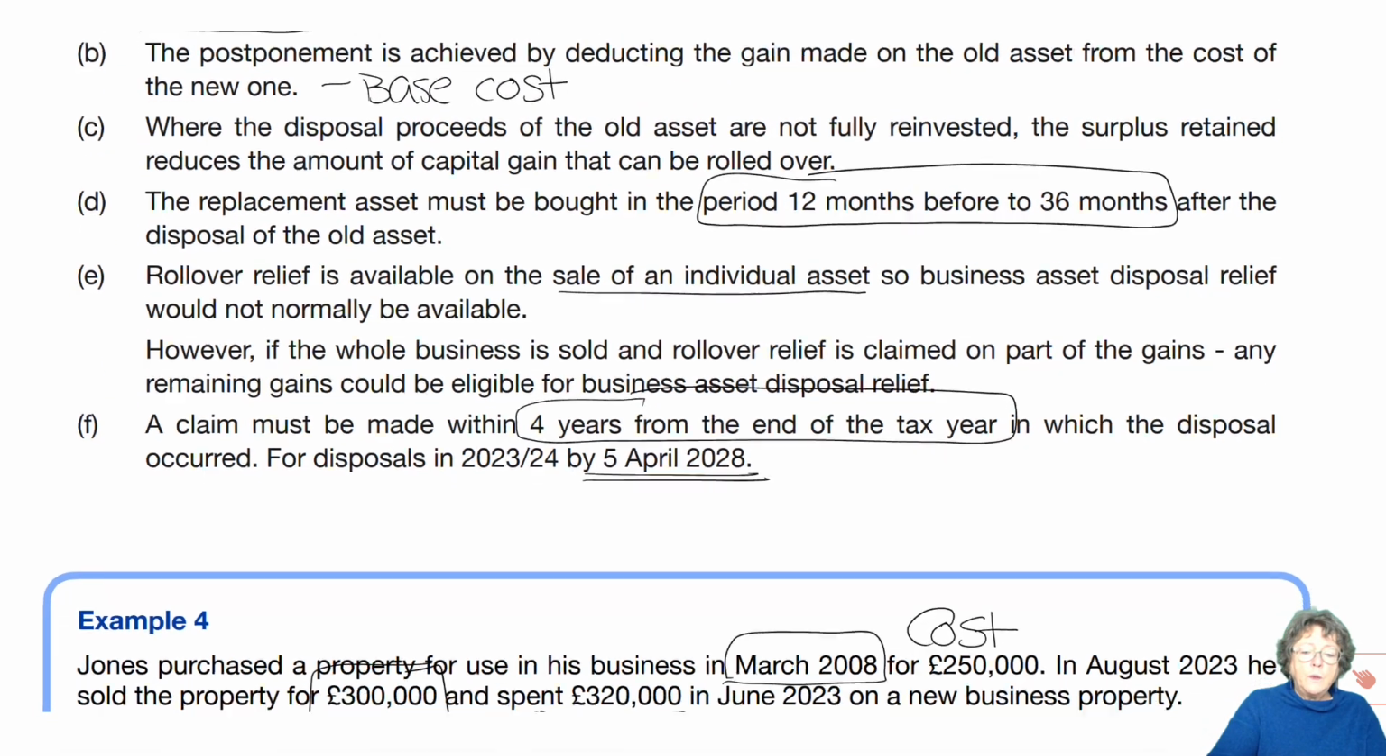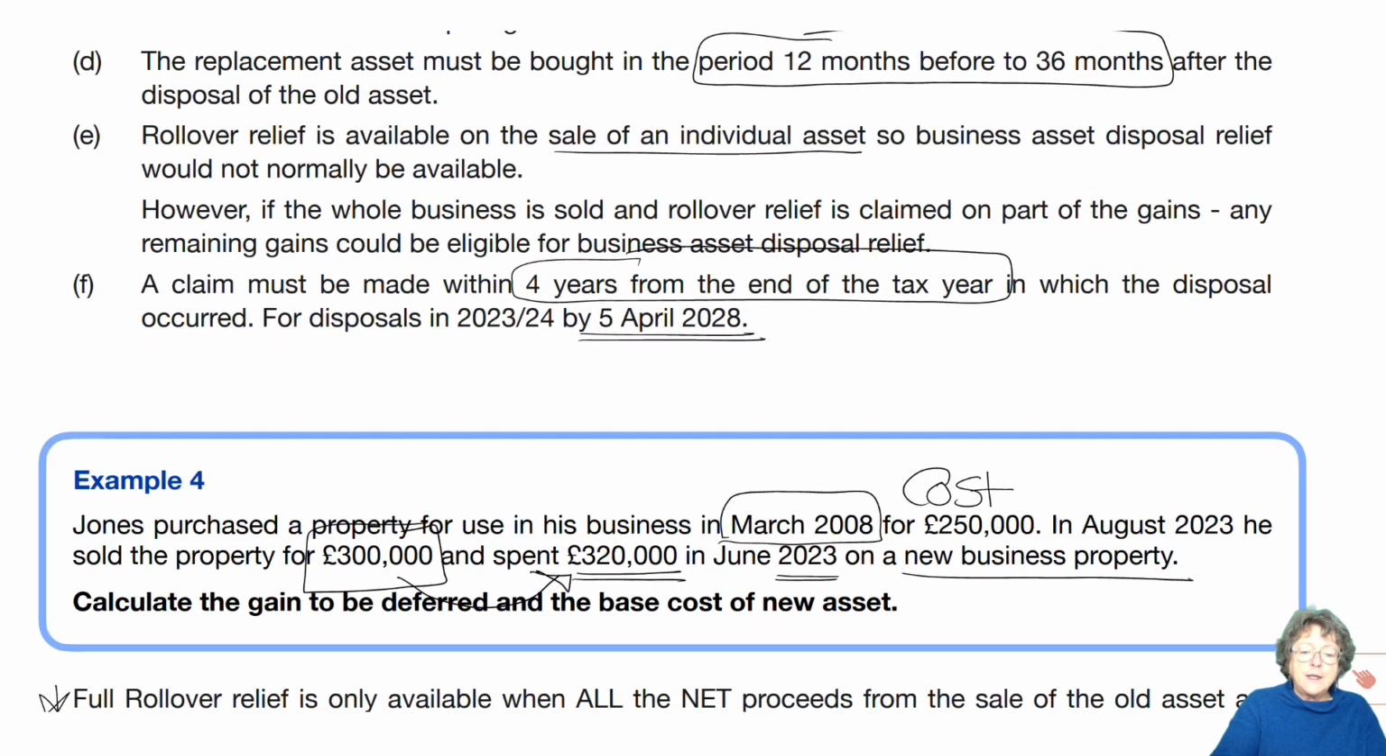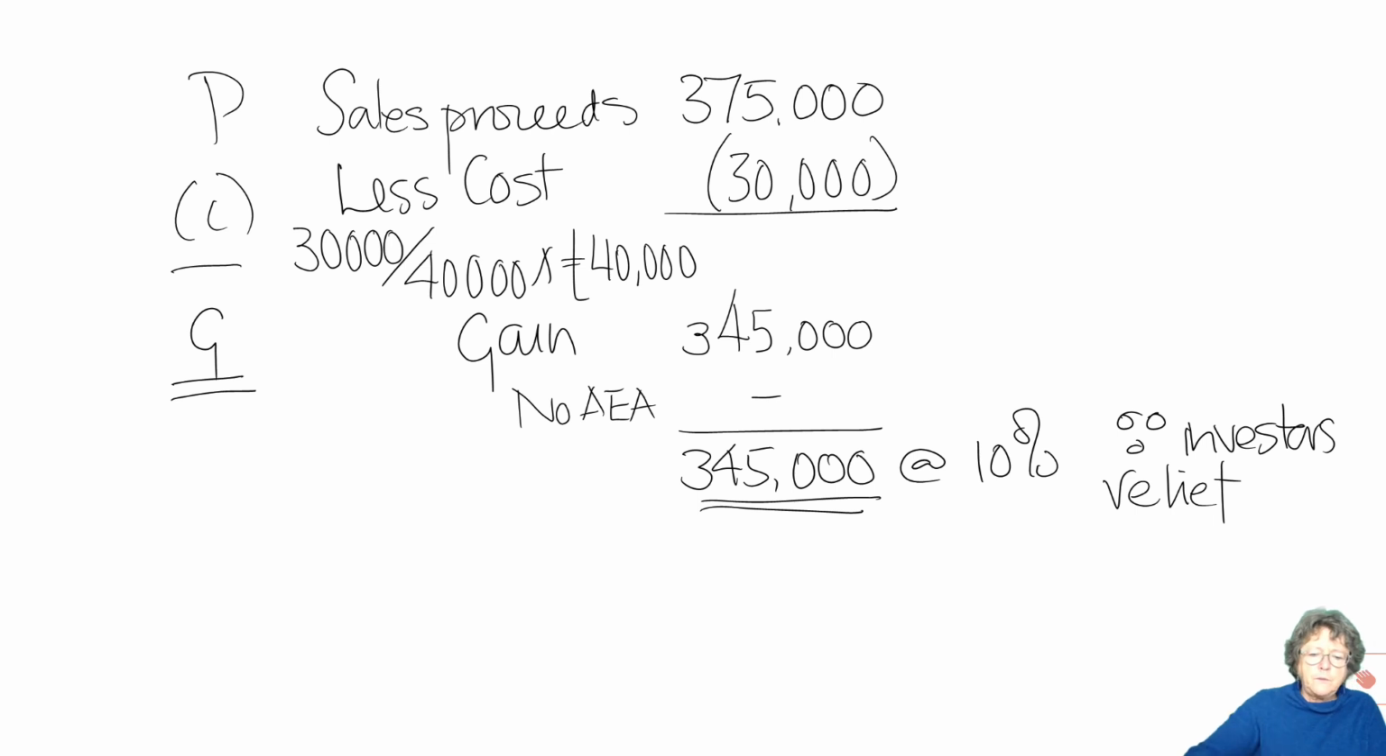Let's just check the timings. He sold that in August and he bought that one before, which is 2 months before. So yes, he fulfills the criteria. So as you're reading the question, you're looking for proceeds less cost equals gain, and your mind should be thinking, has he fulfilled all the conditions that are available for this? So let me show you how that looks on a pro forma.